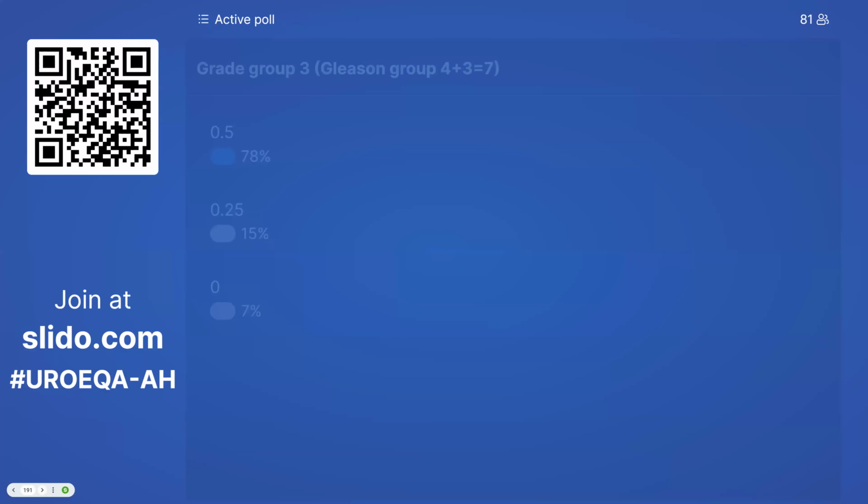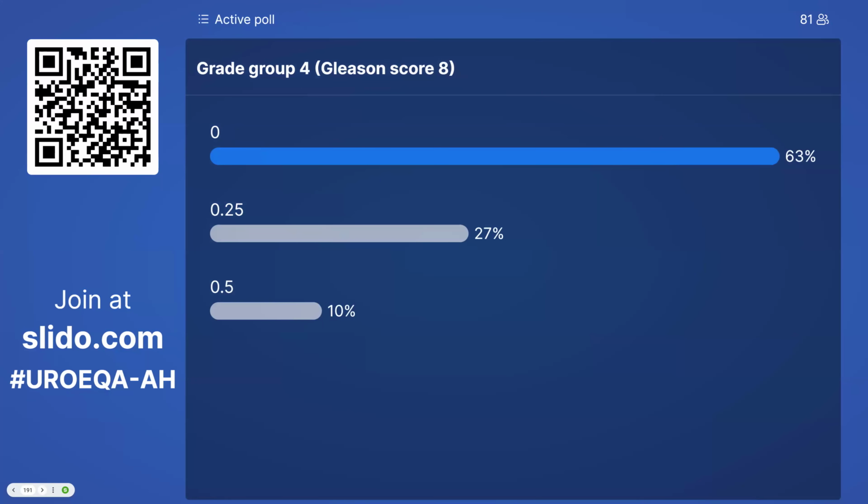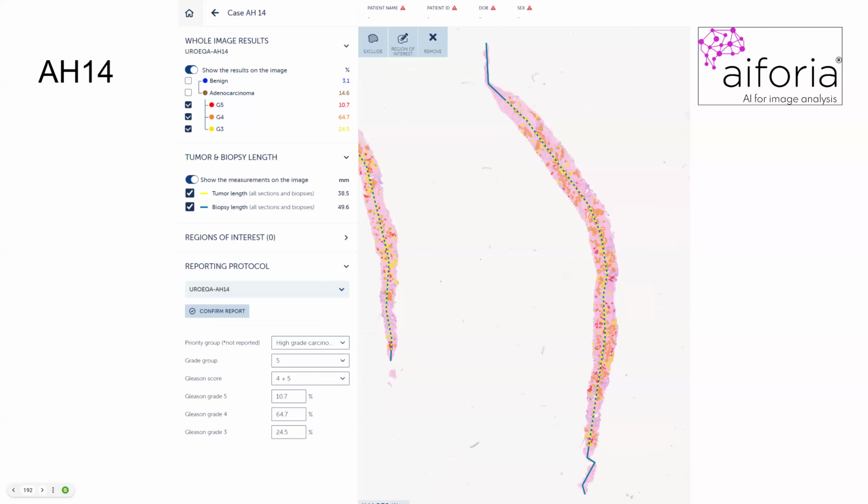0.5 for grade group 3. Seems more than sensible. Grade group 4 gets 0. Interesting. And grade group 5, I suspect, also gets 0. Thank you very much. Okay, so that finishes off that case.